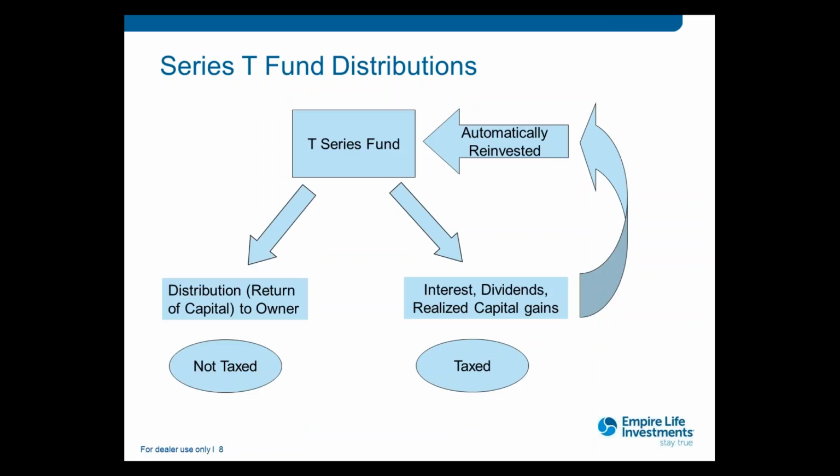When you're looking at a Series T fund distribution, you're considering a mutual fund that has a structure to generate income on a regular basis, to generate predictable income as a percentage of the net asset value of the fund. The distributions will include a return of capital to the owner, and those distributions are not taxed. However, the fund, just like the previous diagram, will earn interest. It will earn dividends. There may be some realized capital gains, and those will be taxed. And so the box on the left may not equal the box on the right. And that interest, dividends, and realized capital gains is generally reinvested back into the fund, automatically invested to buy more units.